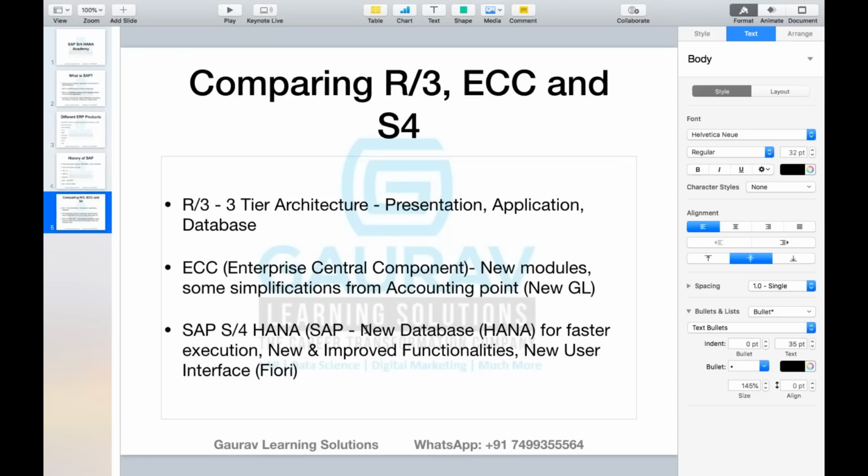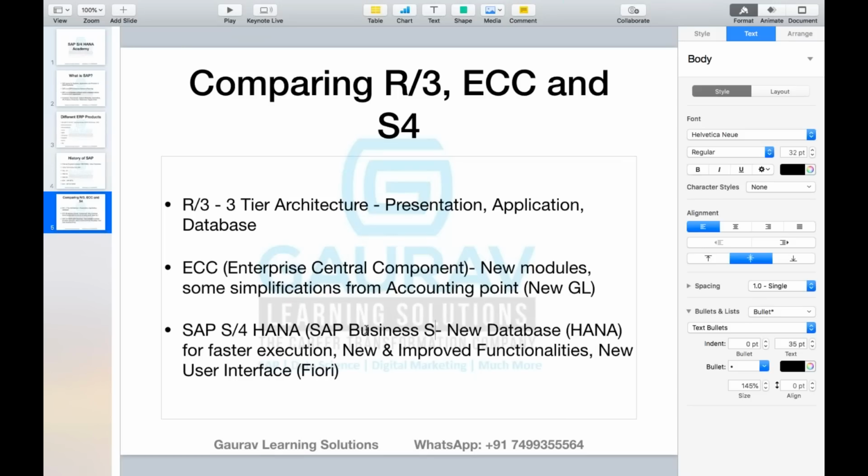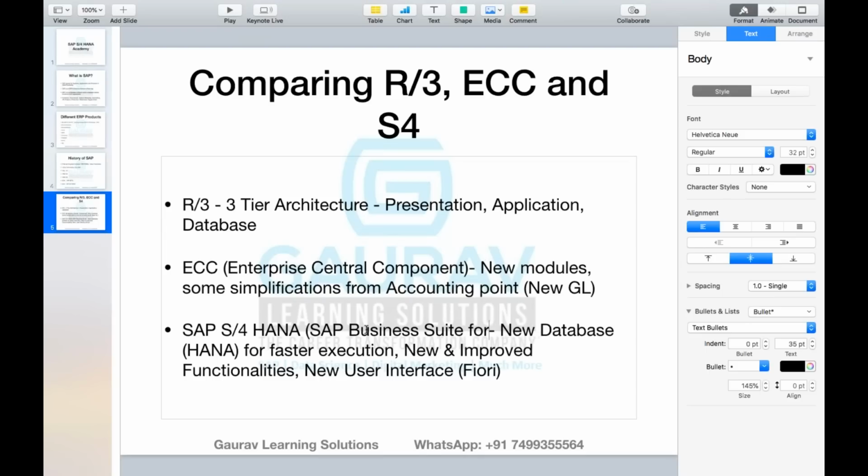SAP Business Suite for SAP HANA. This "for" makes a big difference. For and on, it makes a big difference. When we say "for", just remember, S4 stands for "for". If you say "on", then it will become ECC. SAP Business Suite on HANA and SAP Business Suite for HANA, there is a big difference.